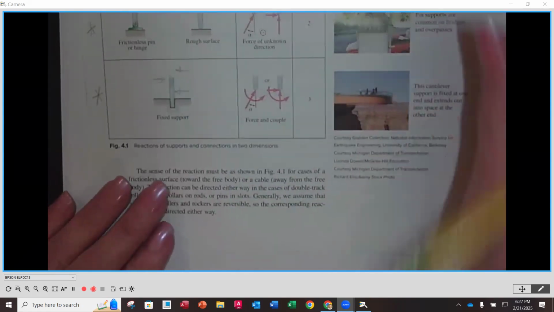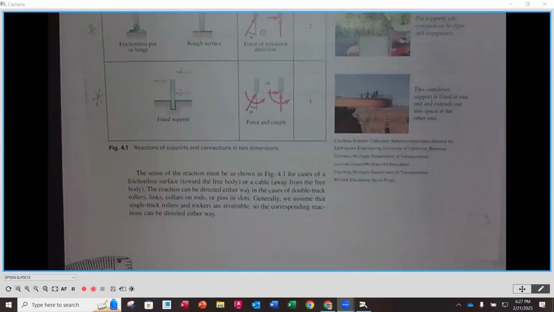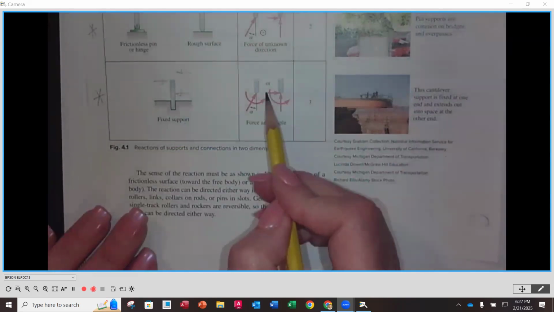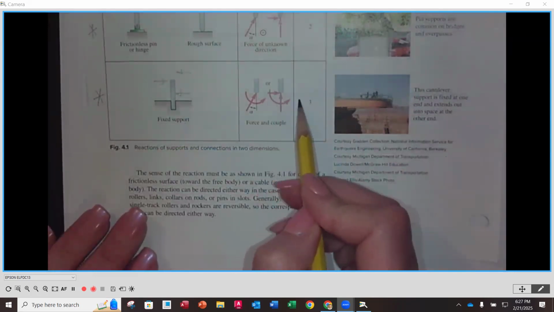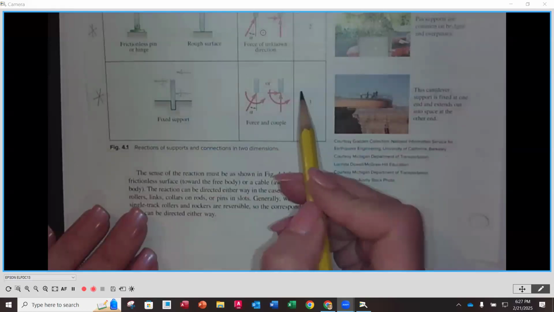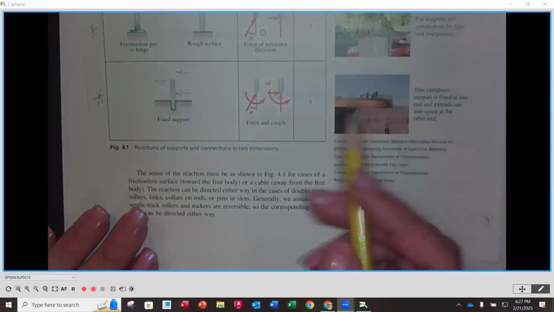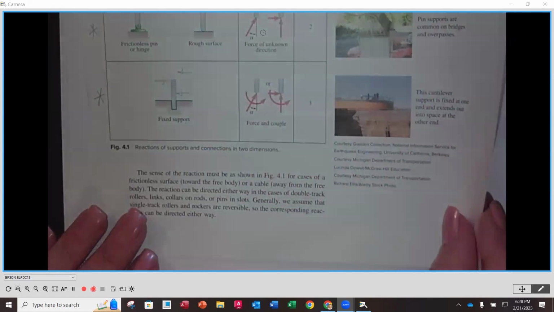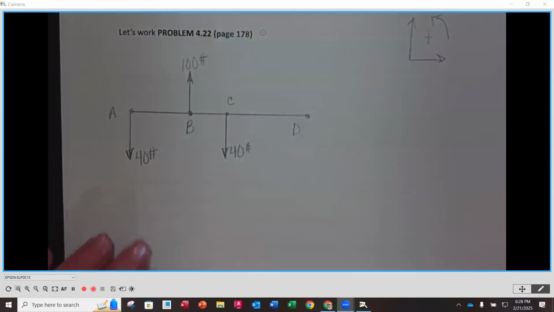Now, to fully support this, there are three reactions that we have to identify. The first reaction is going to be in the X, the second in the Y, so X, Y, and a moment, okay? Sometimes referred to as a couple, okay? But we're going to call it a moment. So an X, Y, and a moment at D.